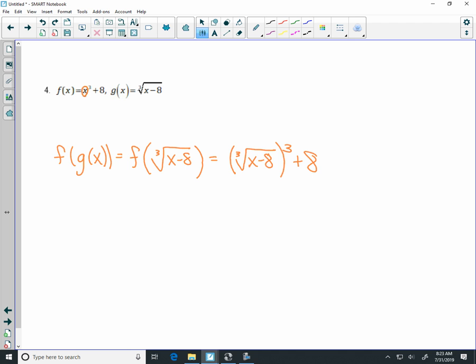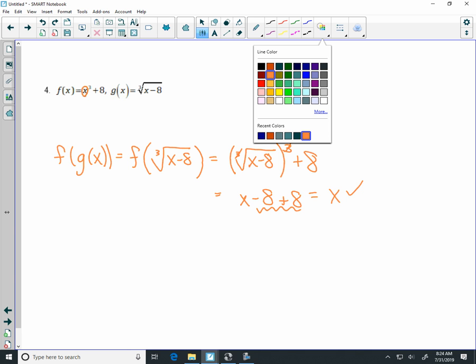This does equal x, but you can't just say it equals x and say that you proved it. You have to do the math. So first, our cube root and our cube will undo each other. So that's just going to leave x minus 8. Then I have that plus 8. And now you can cancel those guys. So on the last problem, on number 3, we could have just done one direction, just f of g of x, and shown that it wasn't equal to x and been done. Here we have to do both.